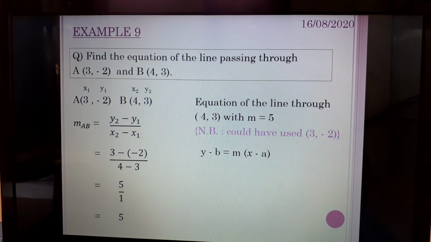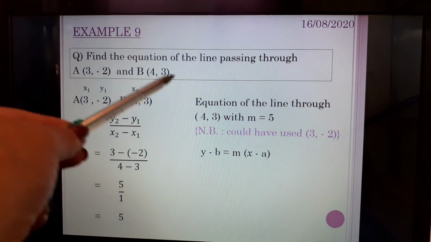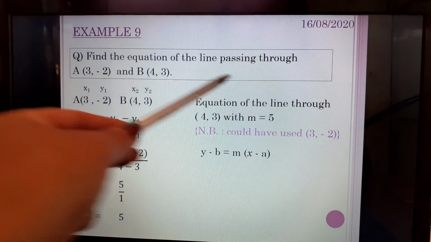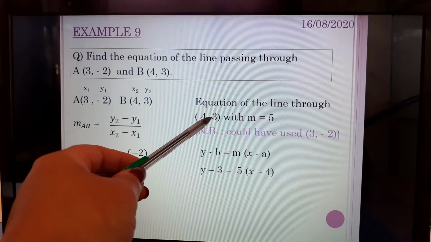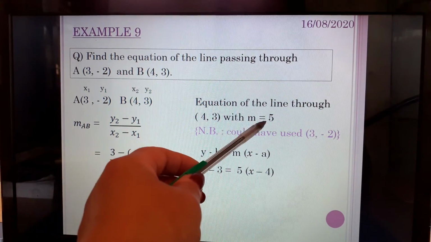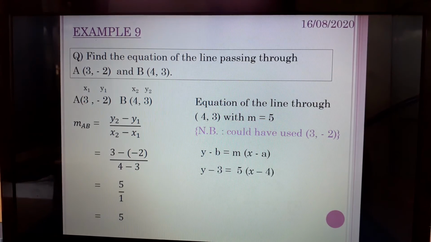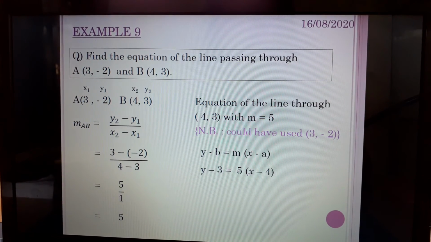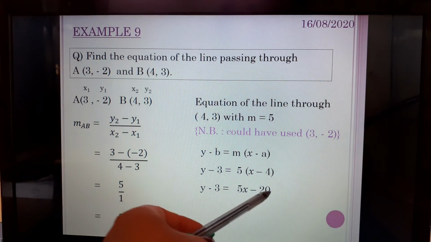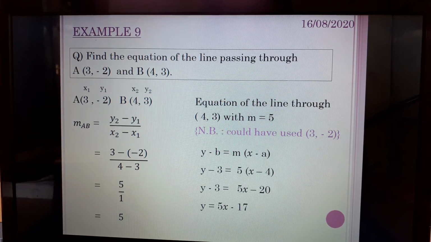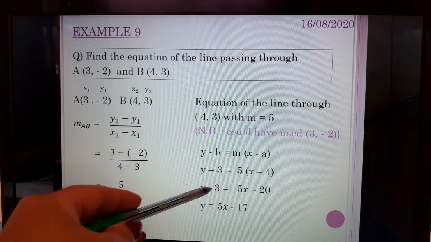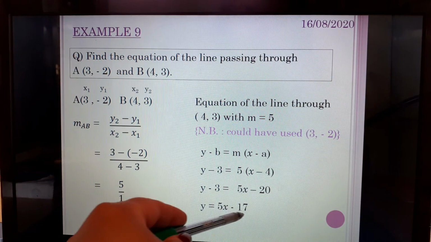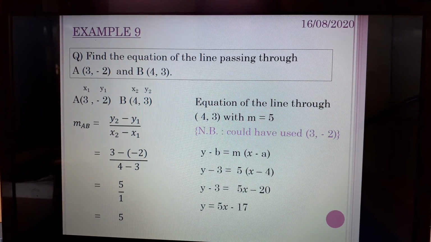Okay, so remember your A is 4, your B is 3, and your gradient is 5. So y minus your B, which is 3, equals your gradient, which is 5, bracket x minus your 4. Multiply the brackets, so it's a little bit simpler this time. There was no fraction for the gradient. Multiply the brackets and then bring that over to the right, or the minus 20 over to the left. So I brought the minus 3 over to the right. y equals 5x minus 20, and that would be a plus 3 on that side. Minus 20 plus 3 is where the minus 17 comes from.